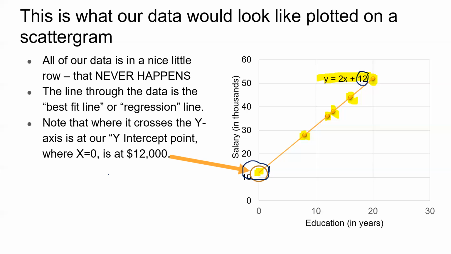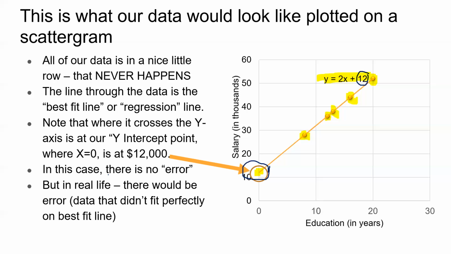So note where it crosses the y-axis. That's our y-intercept point, as I said before, and that's $12,000. So in our case here, there's no error in our data. But in real life, there would be error, and that would be data that didn't perfectly fit on that best fit line.